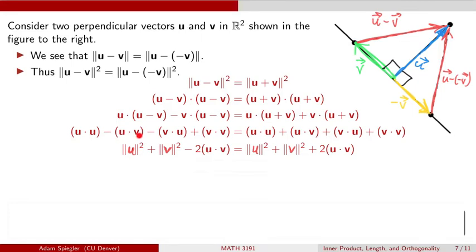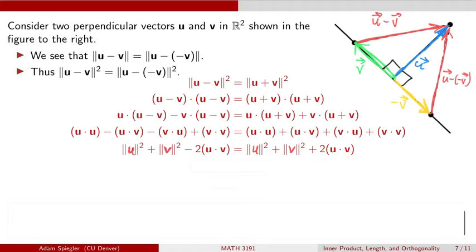We also know that the inner product is commutative, so u dotted with v is equal to v dotted with u. So I can combine these two terms and say that this is minus 2 times u dotted with v. On the left side, we have the magnitude of u squared plus the magnitude of v squared minus 2 times u inner product with v. On the right side, using the same properties, this simplifies to the magnitude of vector u squared plus the magnitude of vector v squared plus 2 times u inner product with v.